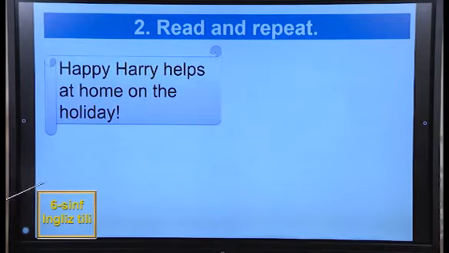Let's read the tongue twisters and repeat after me. Happy Harry helps at home on the holiday. Can you repeat? Happy Harry helps at home on the holiday.